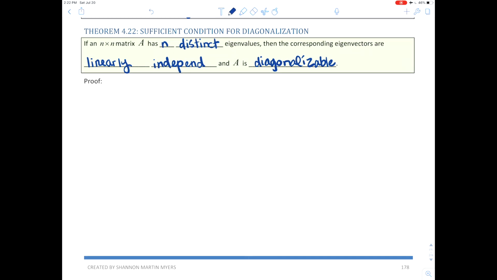So let's take a look at this proof. Why don't we let lambda 1, lambda 2, all the way down to lambda n, and our premise here is that they are n distinct eigenvalues of A. And then we need corresponding eigenvectors.